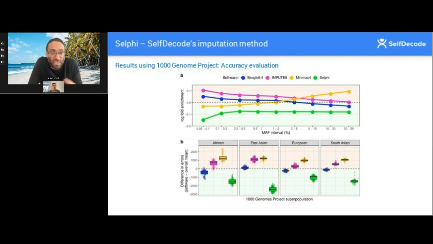And we did the same thing. We wanted to make sure, because like I said, the ancestral origin also affects this. We tested this in different ancestries: African, East Asian, European, South Asian, and consistently, once again, the green, which is Selfie, was much better at imputing overall compared to the other ones.